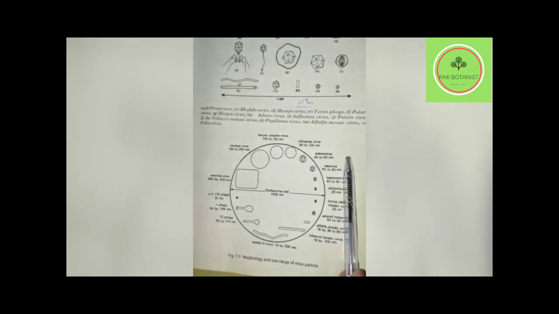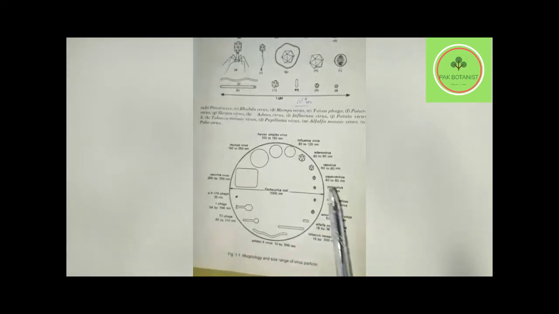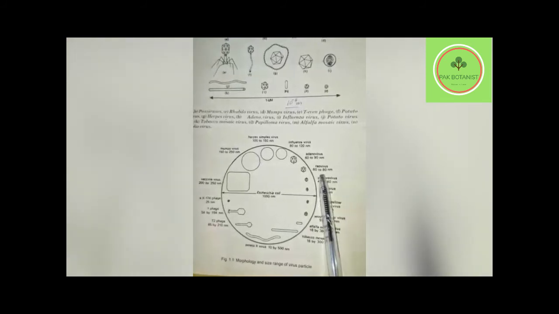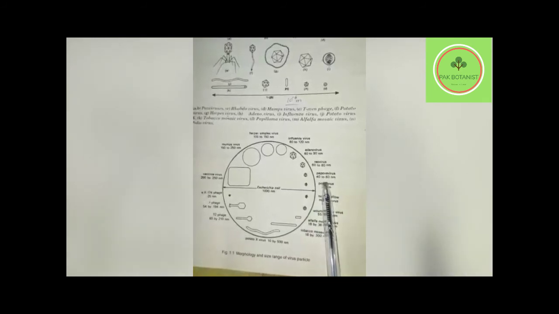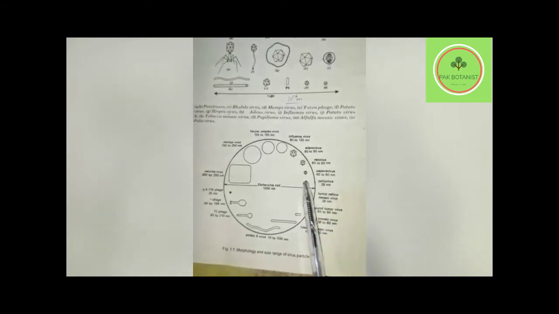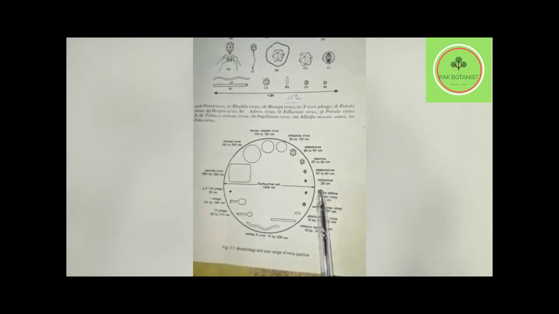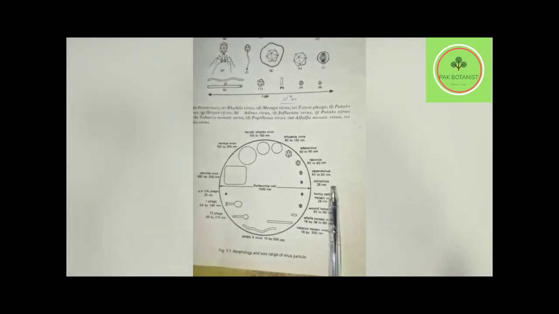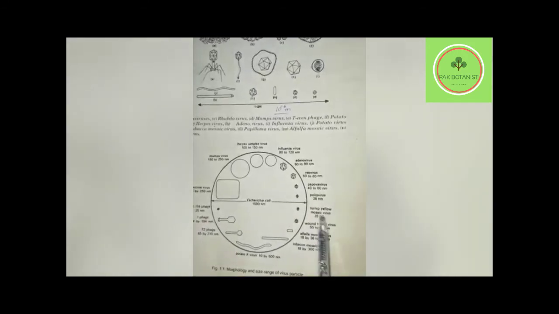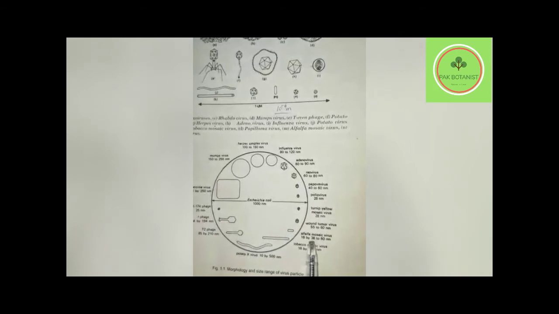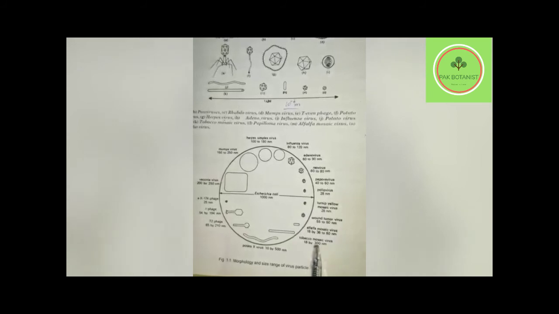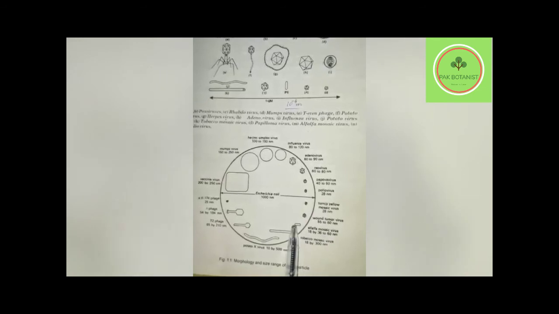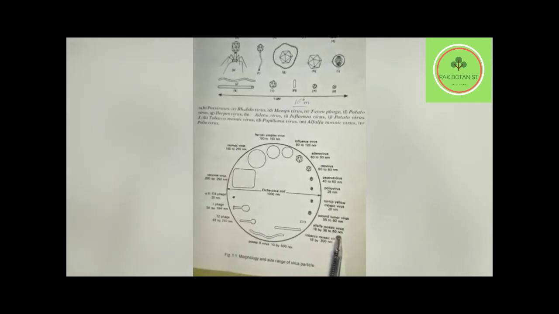Then at third number you see the adenovirus, which is 60 to 90 nanometer, so it is smaller than that. Next comes the reovirus, which is 60 to 80 nanometer. Next is the papova virus, whose size is 40 to 60 nanometer. So it is again just one head and very small in size. Next comes the polio virus, which is 28 nanometer.